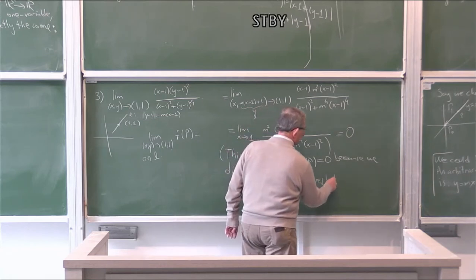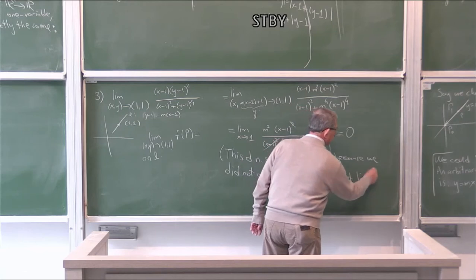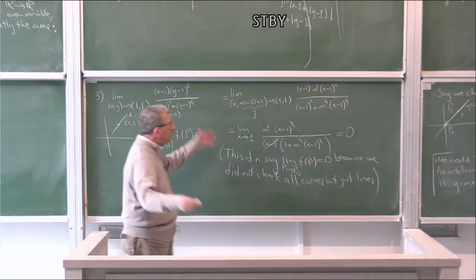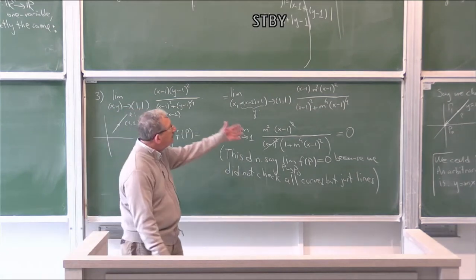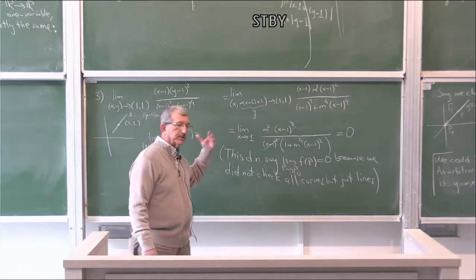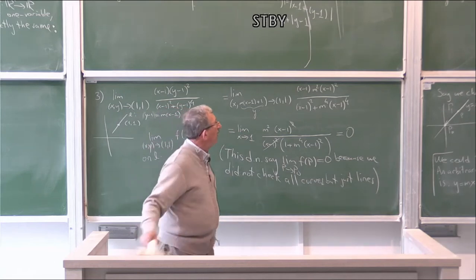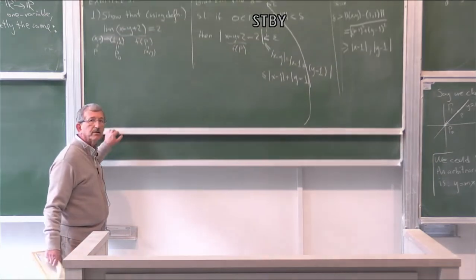But just lines. There are curves which are not lines. Maybe some of them will give a different value than 0. Maybe our choice of lines was not a good one. Well, we will see that indeed this is the case.